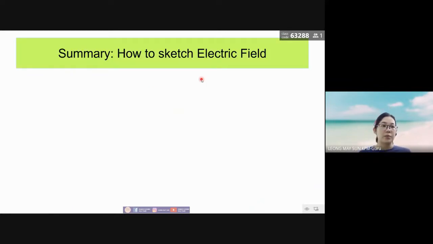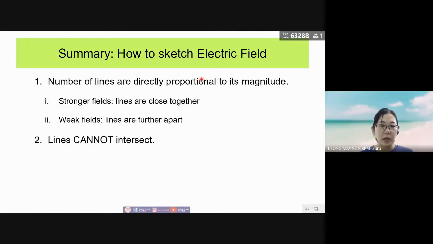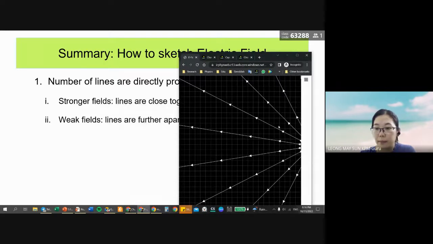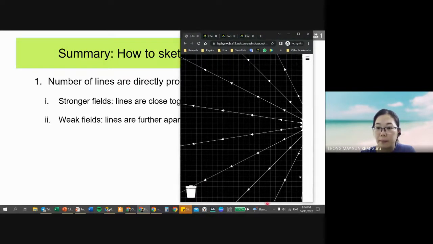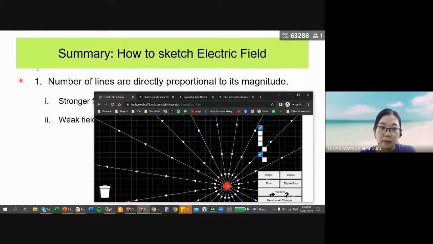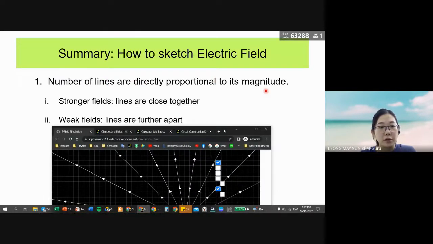Now, we need to learn how to sketch electric field based on your syllabus. These are a few indications of what we need to understand. The number of lines are directly proportionate to its magnitude. So I'm going to show you this at the side. Look at +5. The statement here is number of electric field lines are directly proportionate to the magnitude. Stronger field, the lines are closer together and they are more. Weaker fields, the lines are further apart.